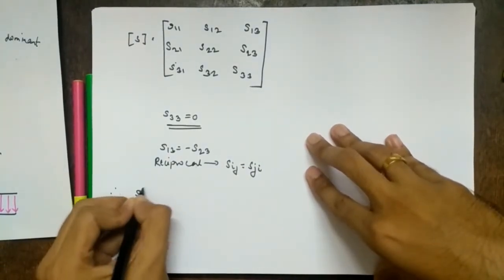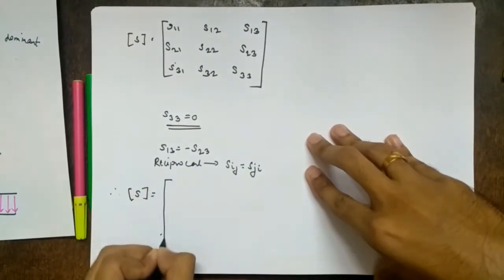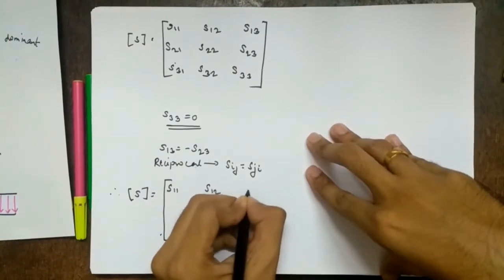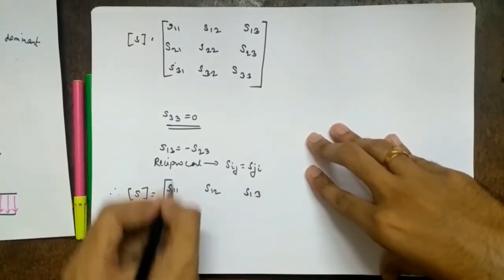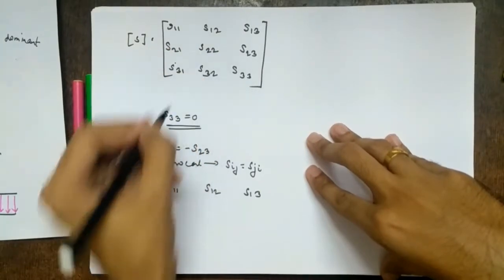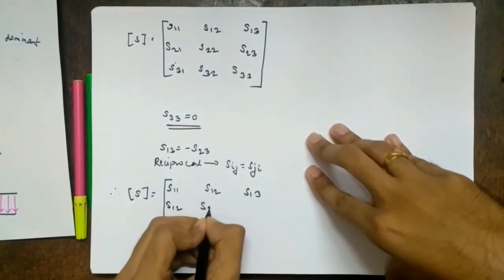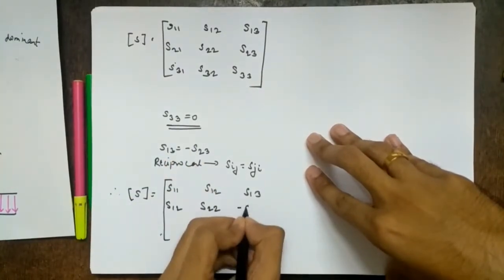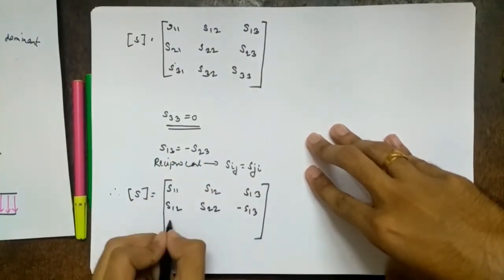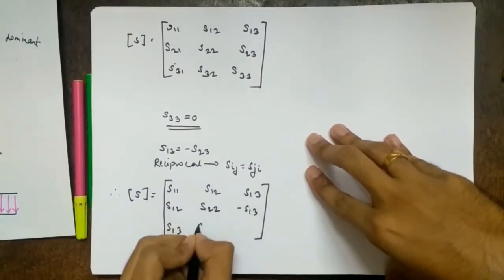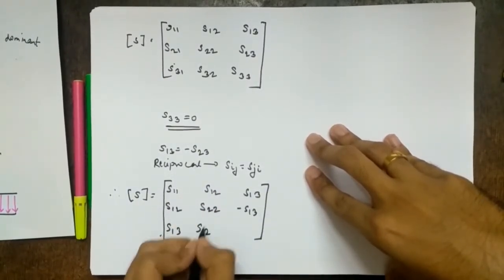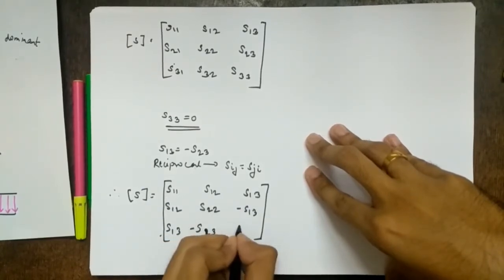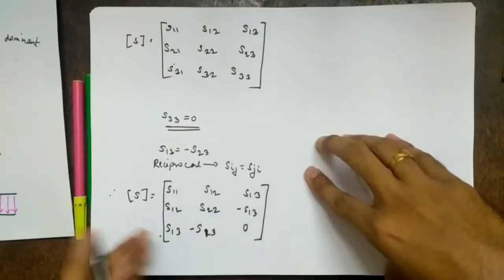So what will our S matrix become? It will become S11, S12, S13. So this and this, this and this, and this and this are equal. So this will be S12, S22, and S23 is minus S13, so I can write this as minus S13. So this will be S13 equal to this. Again minus S13 I can write, because Sij is minus Sji, and this is 0. Right? So far I have got this.